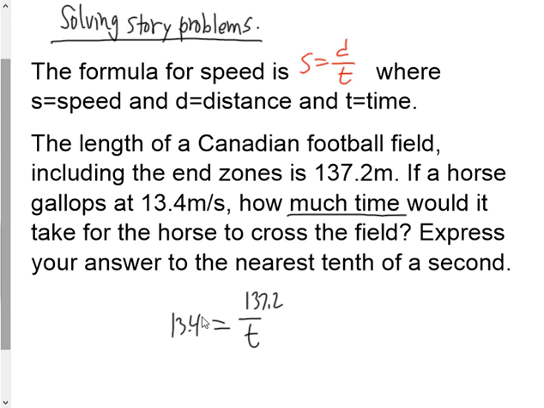So when we have this, what we want to do is isolate for t. Now this is weird, because here's what you're going to do first. The first thing you're going to do is multiply both sides by t, because 137 divided by t and multiplied by t are opposite operations. So when you multiply both sides by t, you end up with 137.2 over here, and on the other side, you end up with 13.4t.